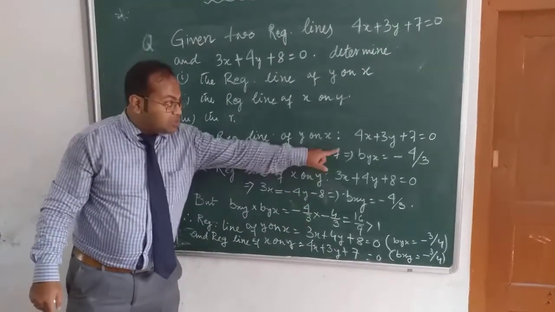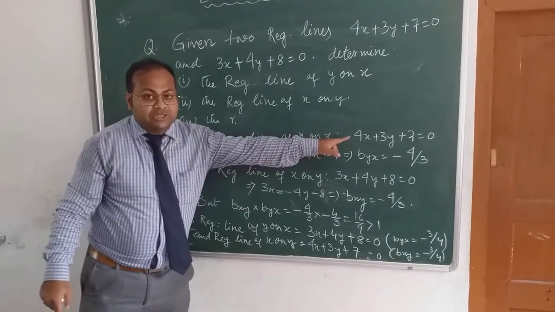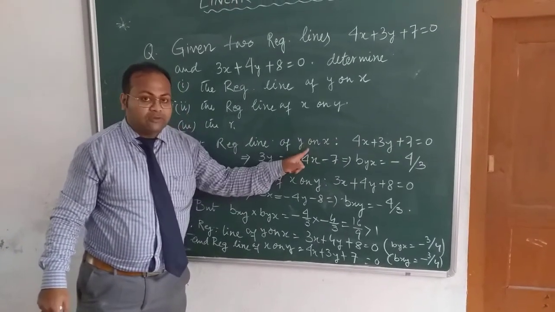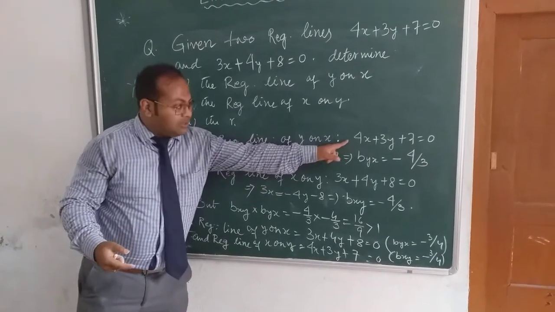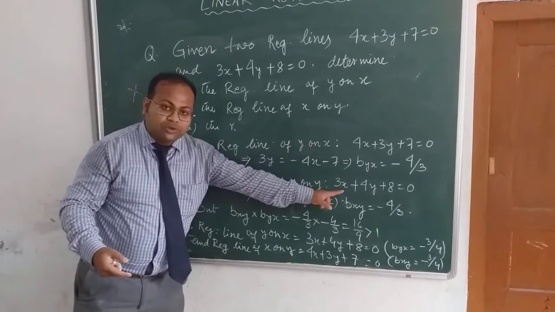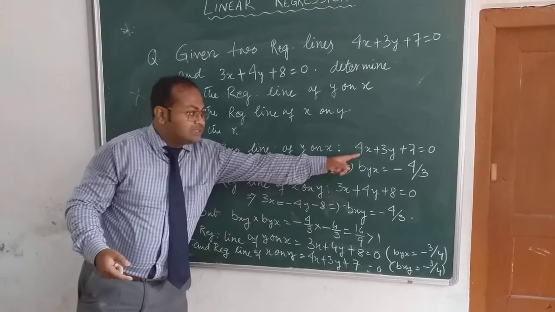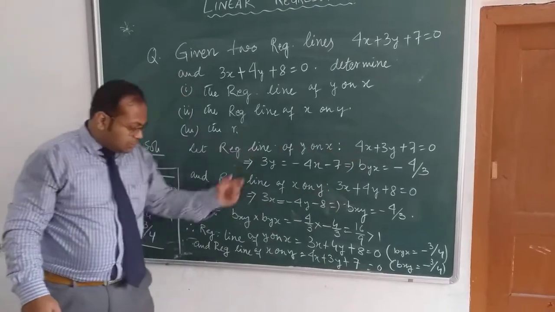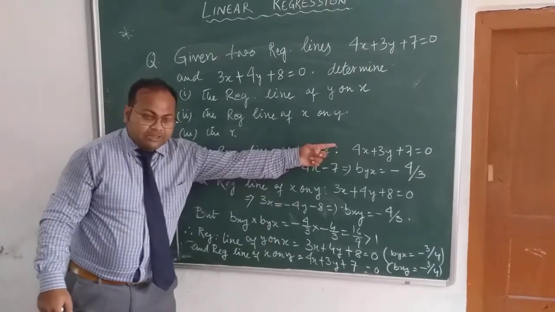What assumption is wrong? That regression line of y on x is this. This assumption is wrong. So definitely regression line of y on x will not be this. Then the other one will be the y on x. That is this one. So the regression line of y on x is actually this one, and this is actually x on y. So our answer is regression line of y on x. Whatever we have assumed, it is not.